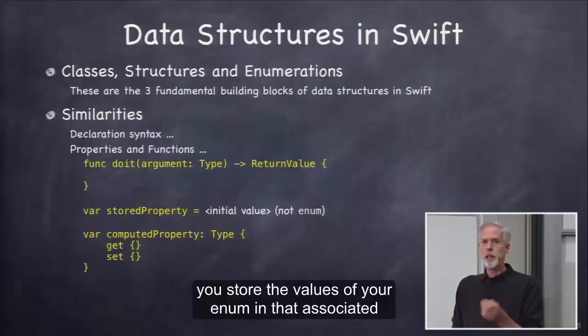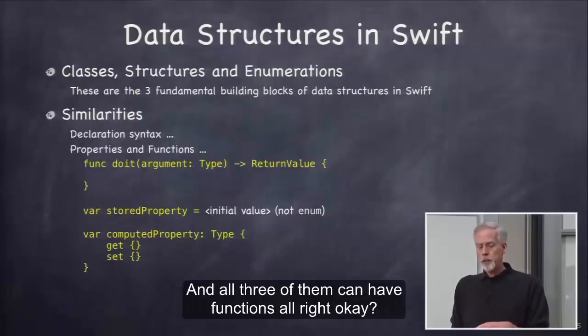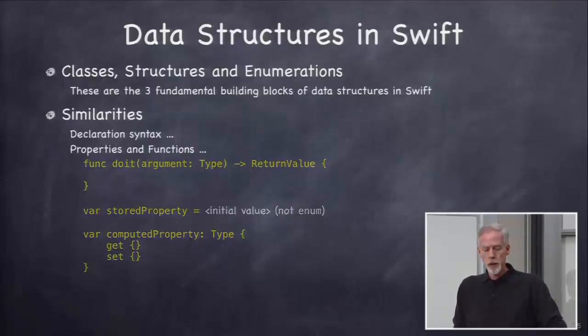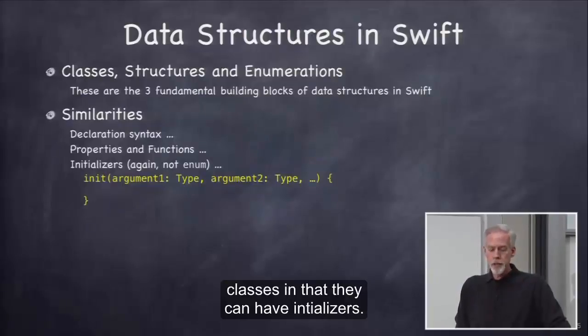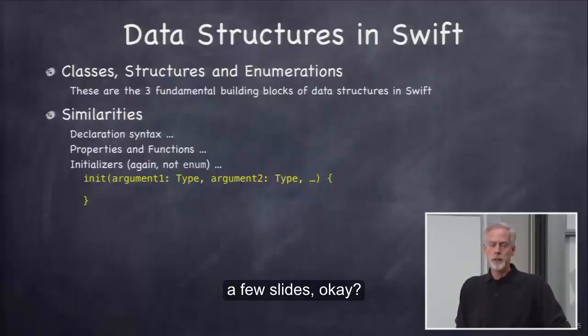You store the values in an enum as associated information, but they can have computed properties. And all three of them can have functions. So it's important to understand they're very, very similar in that way. They're also similar, at least structs and classes, in that they can have initializers, and we're going to talk about initializers in detail in a few slides.